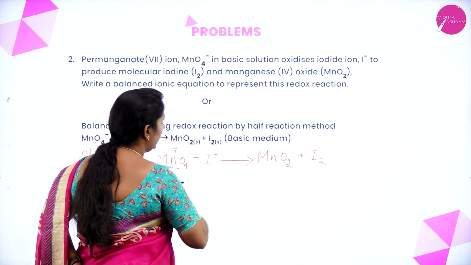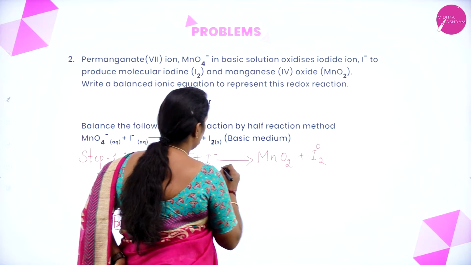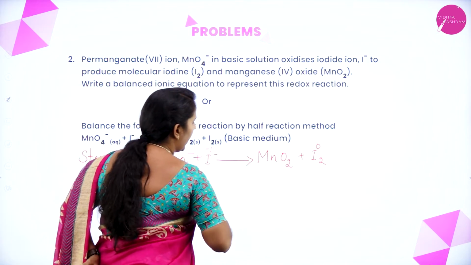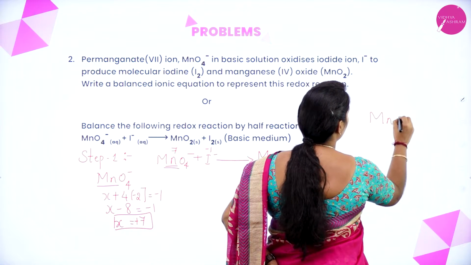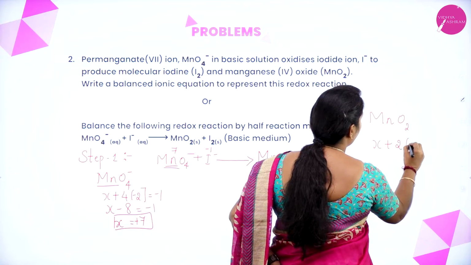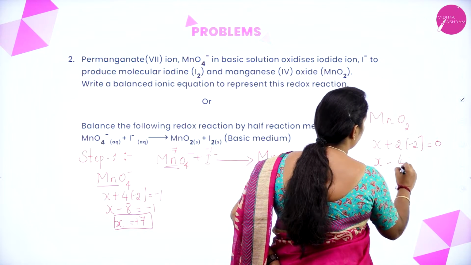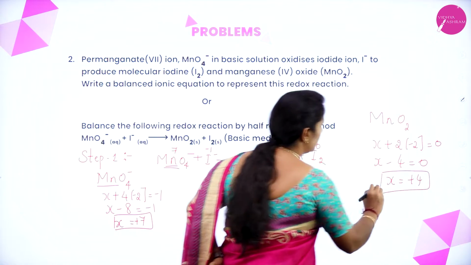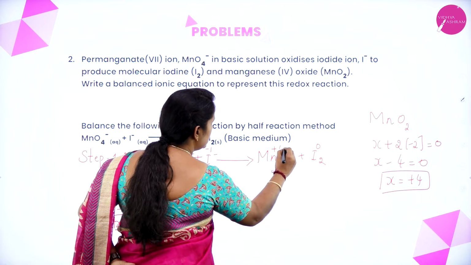We know that iodine is in the 0 oxidation state, as this is in elemental form, and I- is in the -1 form. And for MnO2, I'll consider Mn as X. X plus 2 into -2 is equal to 0. X minus 4 is equal to 0. X is equal to +4. This is how we calculate the oxidation number. So it is +4.